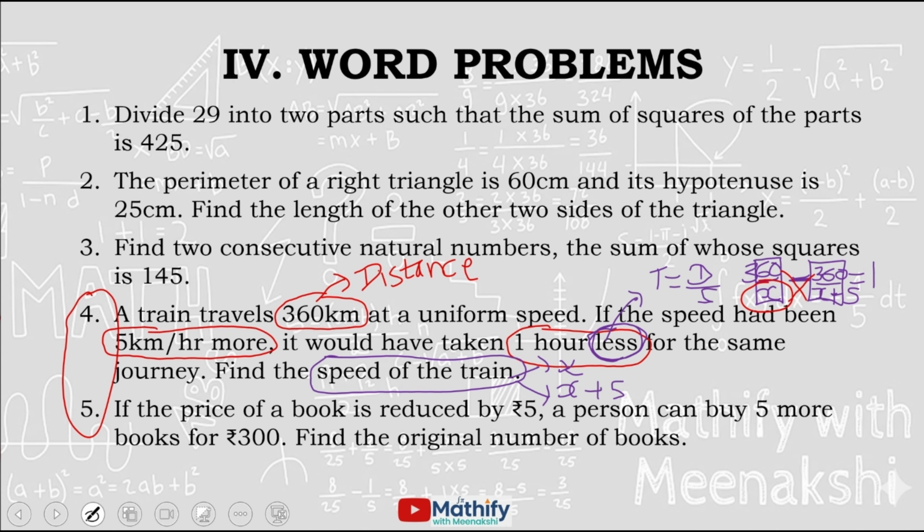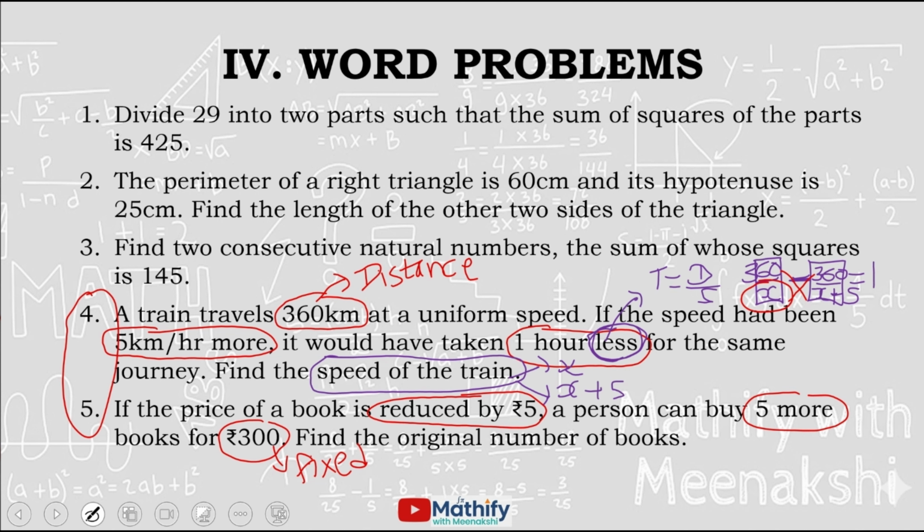Now let's move to the fifth question. You will do it again as I did in question number 4. So first you have to see the words. It's written reduced by rupees 5, can buy 5 more books, and rupees 300. Now we have rupees 300 where we don't have the word less or more, so that is fixed here. This rupees is fixed, total cost you can say.